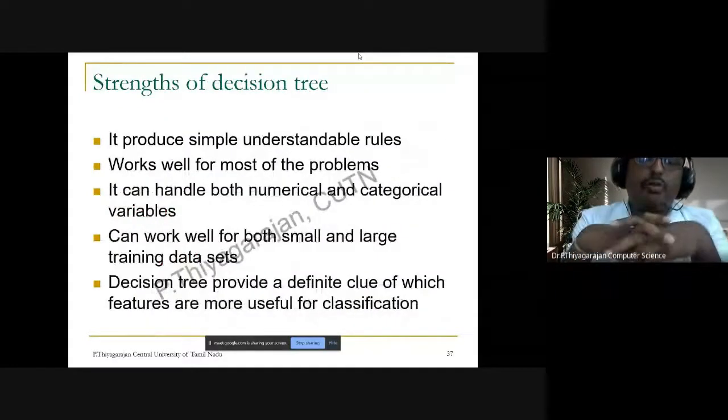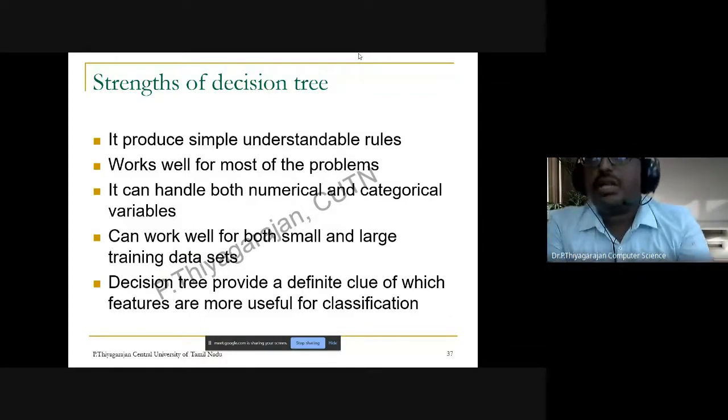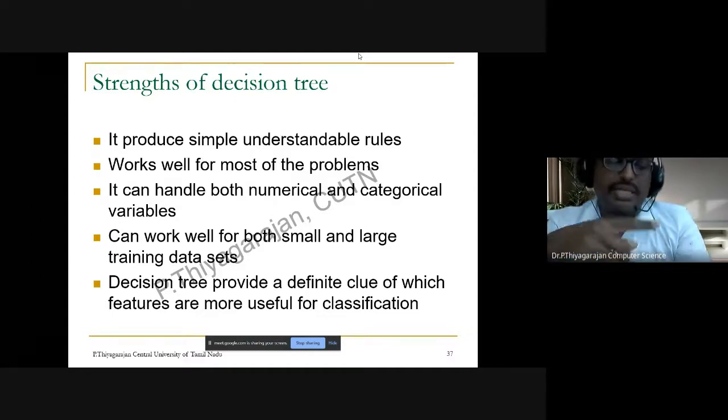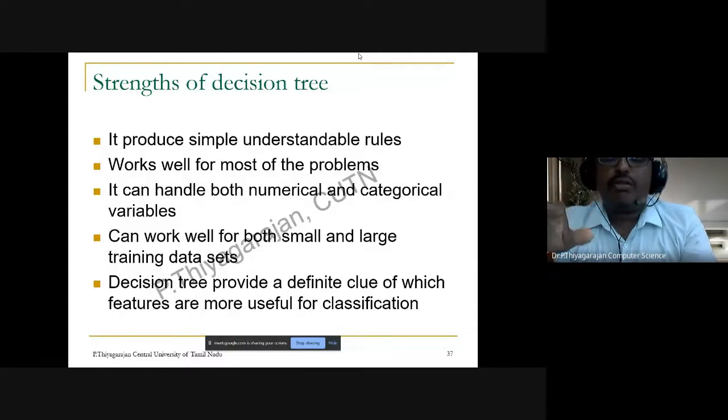We also have many advantages of using the decision tree. One of the advantages which I've said earlier is that the decision tree is very good in accuracy. If you compare the many classification algorithms available, the decision tree is able to give much higher accuracy than the other classification algorithms. And apart from that, the decision tree is able to provide some simple understandable rules. We have discussed already, whenever in the decision tree you travel from the root to the leaf node, you will always come up with a rule. So the rule is very important, and it works well. The decision tree works well for most of the problems.